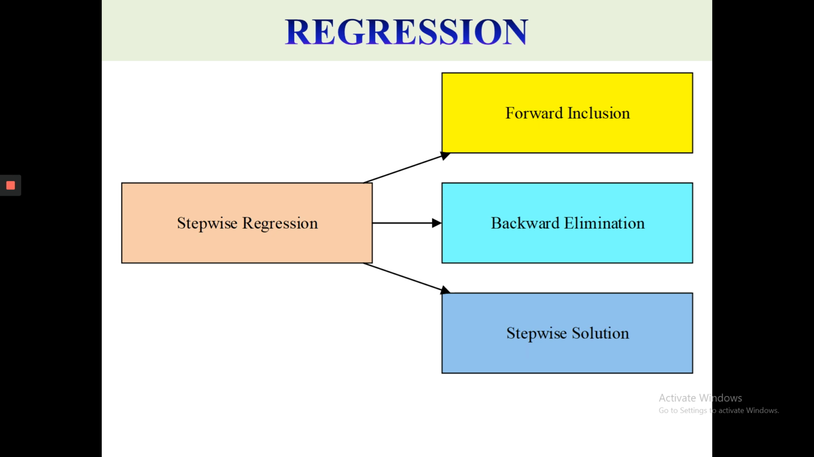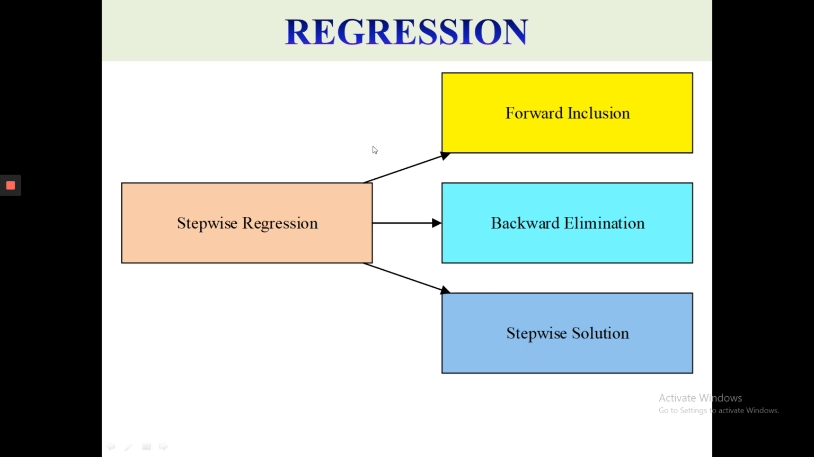So now we go to stepwise regression. It is a regression procedure in which the predictor variables enter or leave the regression equation one at a time. The purpose of stepwise regression is to select from a large number of predictor variables a small subset of variables that account for most of the variation in the dependent or criterion variable.